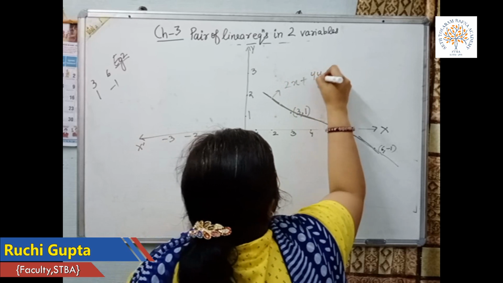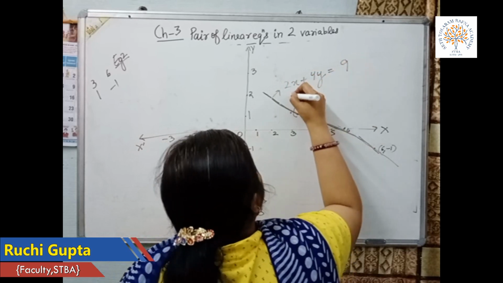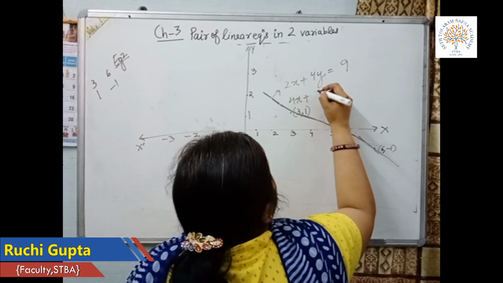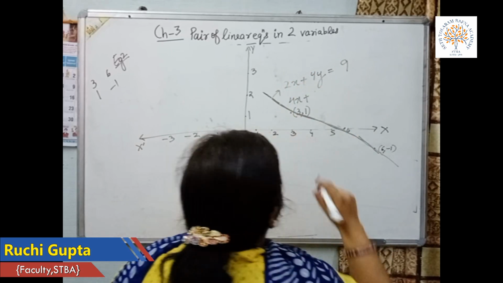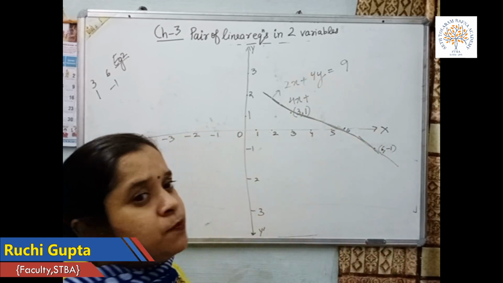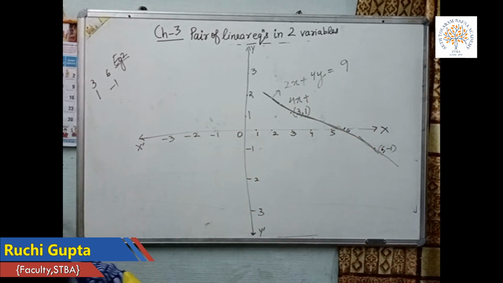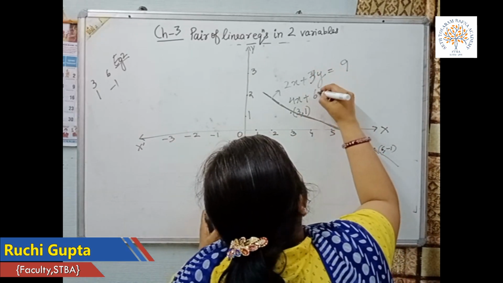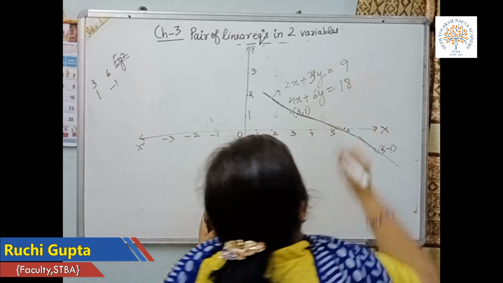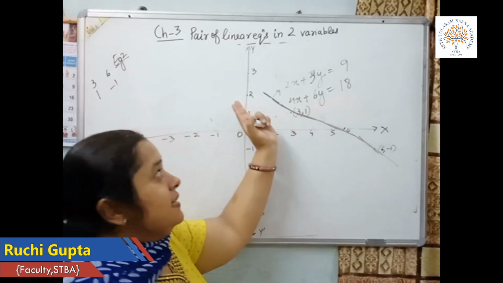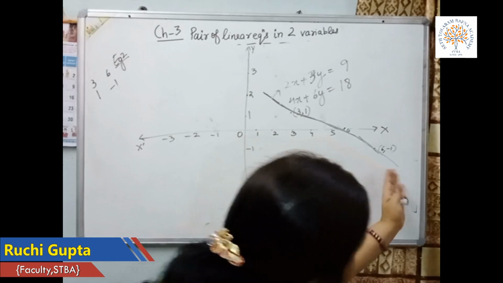2x plus 3y is 9 and what is our second equation, students? 4x plus 6y is 18. Okay, is that clear? What are coincident lines? The lines which lie on one another.